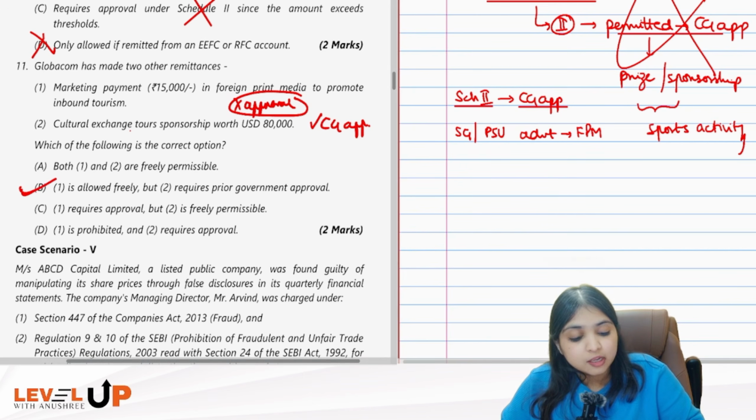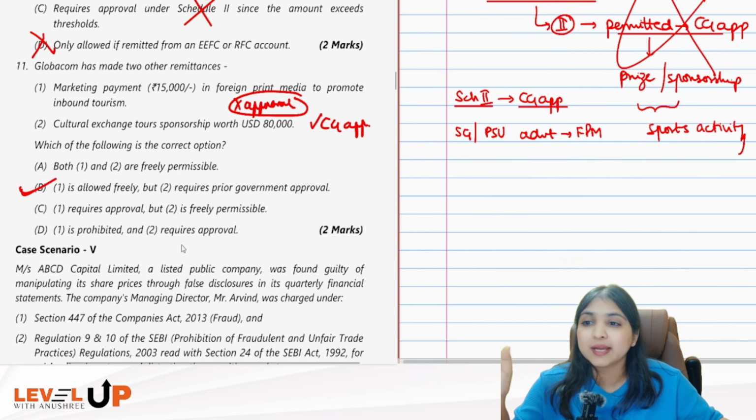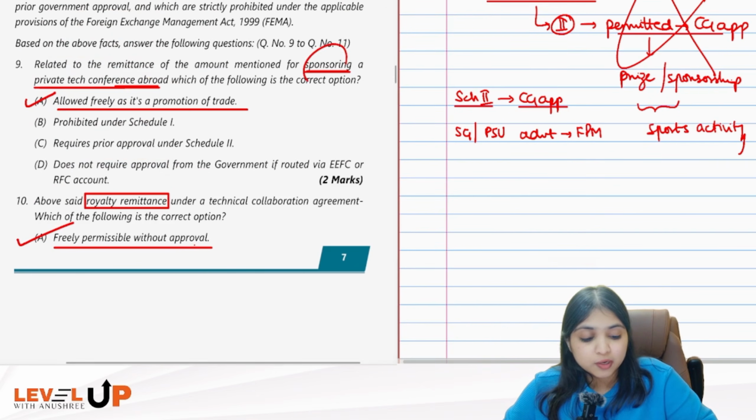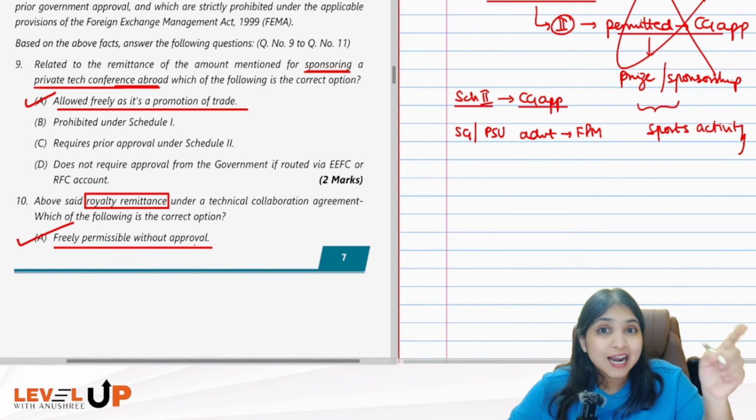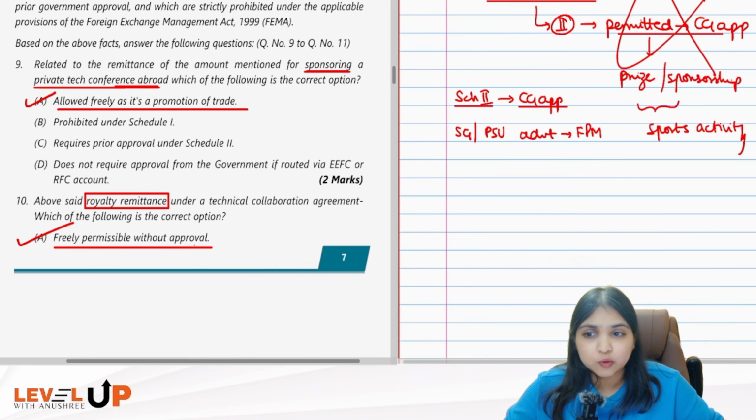Yes, option B. So foreign print media is freely permissible, no approval is required, but a cultural tour requires central government approval. So option B. Okay guys, this was your case-based MCQ relating to FEMA. First was sponsoring. Any prize winnings or sponsorship relating to sports activity requires central government approval. But this was relating to a private tech conference, so no approval is required.